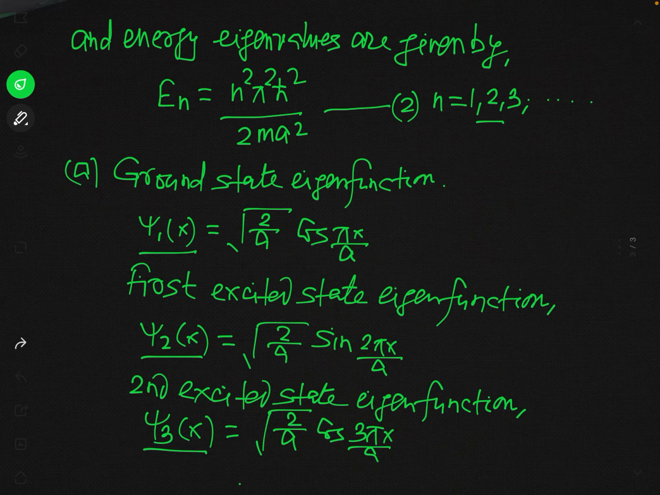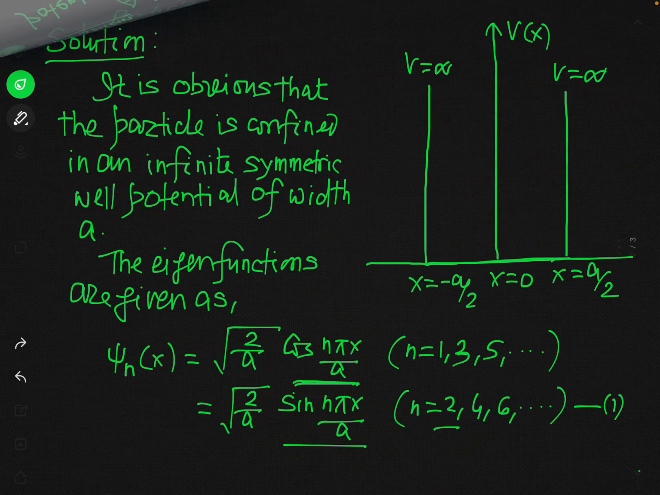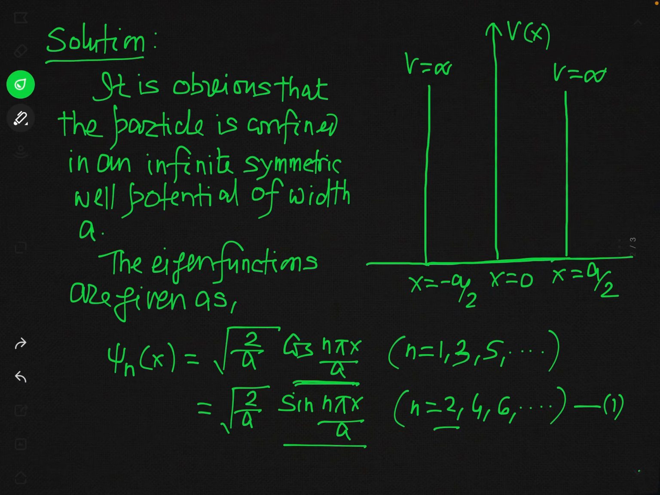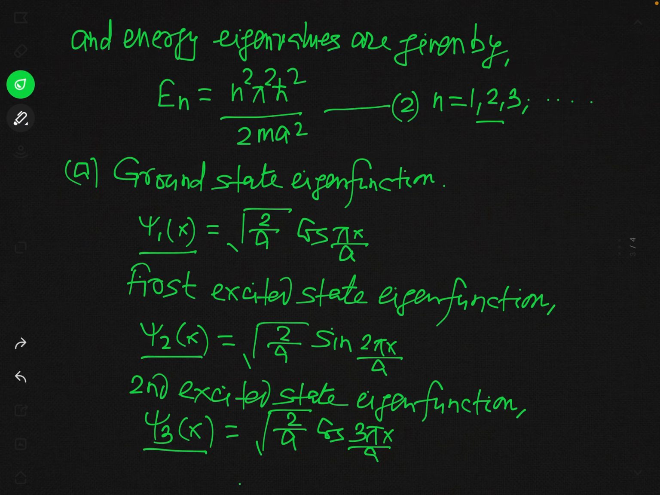Now let us see what is problem B. In part B of the problem, we have to find the energy eigenvalues for the first 3 states of the particle. That is, we have to find E1, E2 and E3. So let us see this expression. Simply we will take n equal to 1, 2 and 3 in this expression 2, and we will get the energy eigenvalues E1, E2 and E3. So this is very simple.